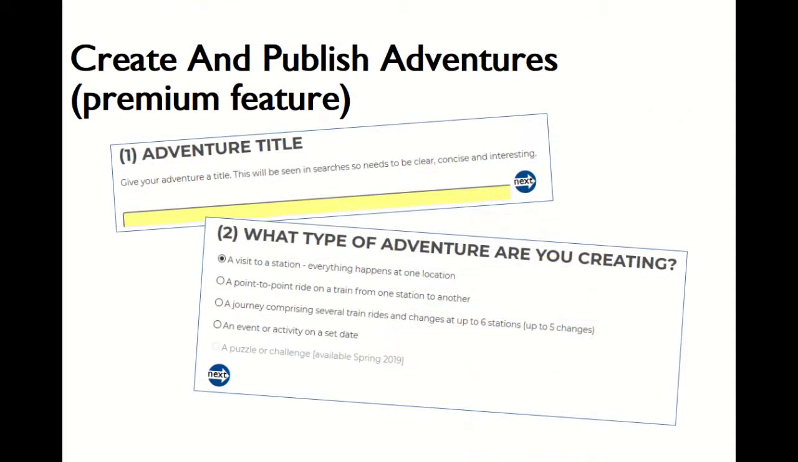As a premium member, if you've paid a subscription, you're able to create and publish adventures. You need to put in a title, make sure it's nice and catchy, and then choose what sort of adventure you are creating. So this could be a visit to a station, so you're not actually going on any trains. It could be a point-to-point ride, so that's from A to B, or maybe A back to A on a single train. It could be a multiple journey, so if you've got something quite complex. And at the moment we support up to 6 stations, so that's five legs of the journey. And there will be a feature at some point in the future for events or activities to be recorded as well.